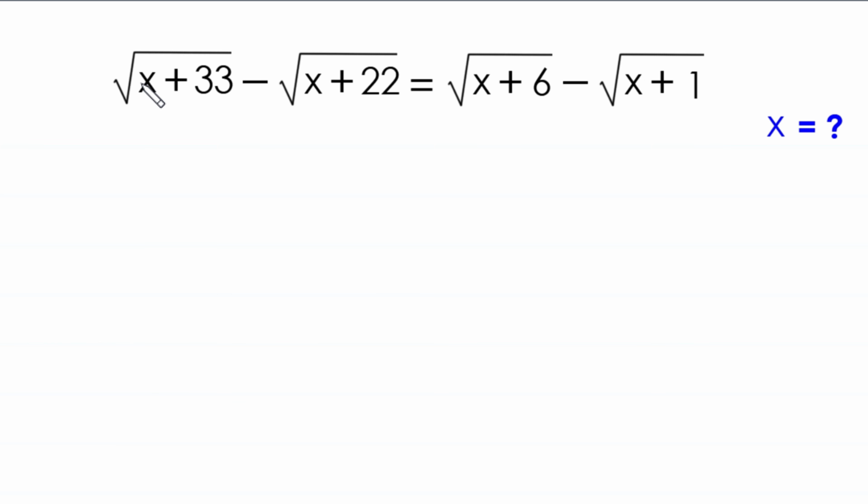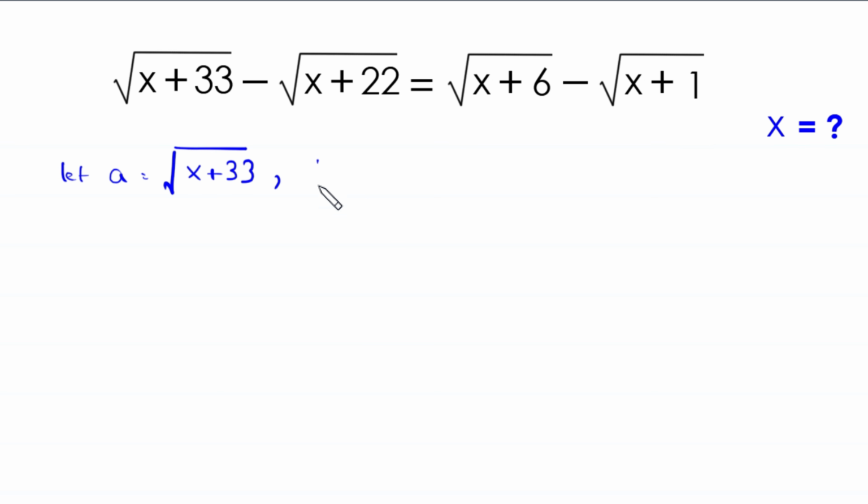The square root of x plus 33 minus the square root of x plus 22 equals the square root of x plus 6 minus the square root of x plus 1. Our job is to find all possible values of x. So let's start.